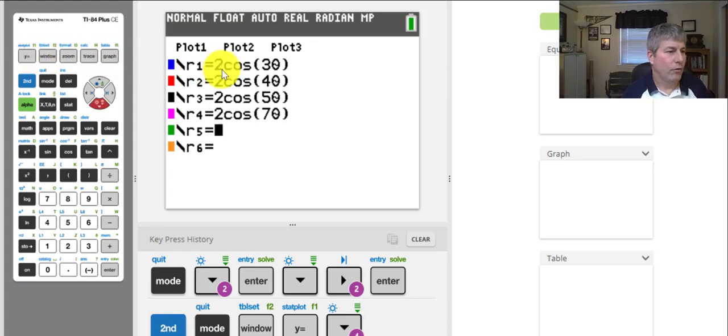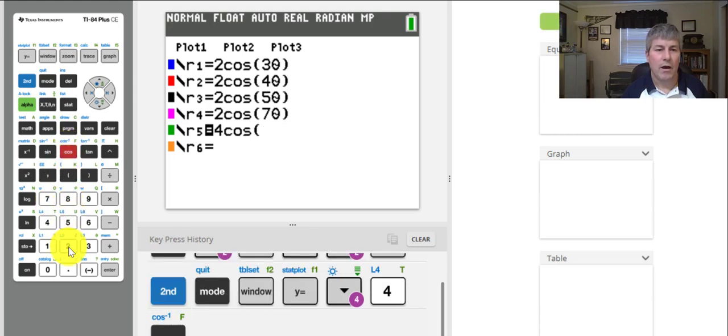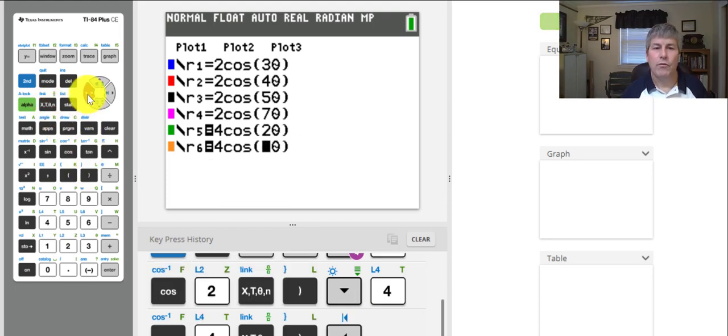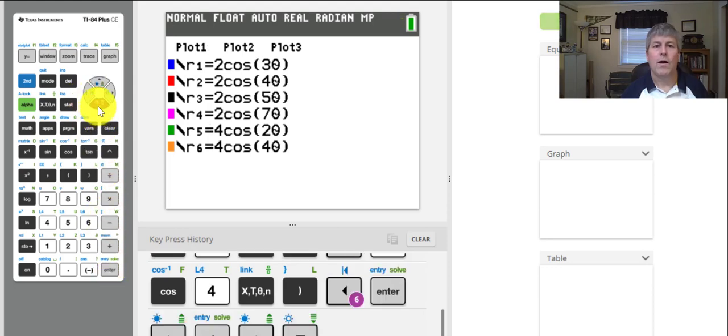Looks like we're also going to graph 4 cosine of 2 theta. So I'll put that in for you. 4 cosine of 2, and then the theta key is just right next to the alpha key. It's what we normally used as our x when we were graphing on the coordinate plane. So go ahead and put that in. And I don't want to graph those right away, so I'm going to deselect those. So let's go ahead and just graph, to begin with, 2 cosine of 3 theta.